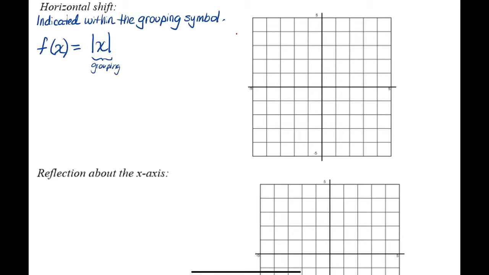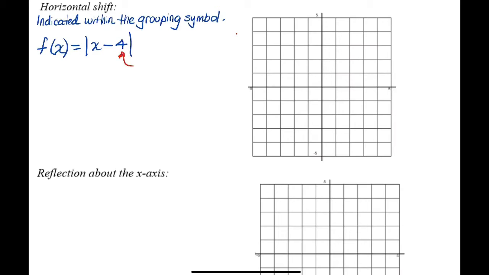All right, so if something happens outside the grouping symbol, like this, that indicates a vertical shift, either going up or down. Now that's +3, so it's going to go up. But for horizontal shifts, we're going to look for the shift within the grouping symbol itself. So let's say we have the absolute value of not just x, but something like x minus 4.